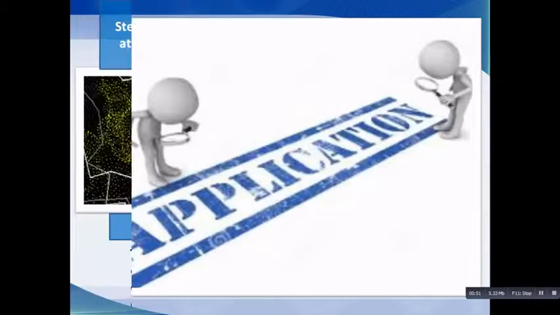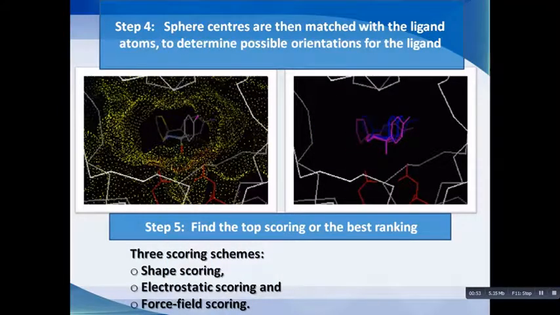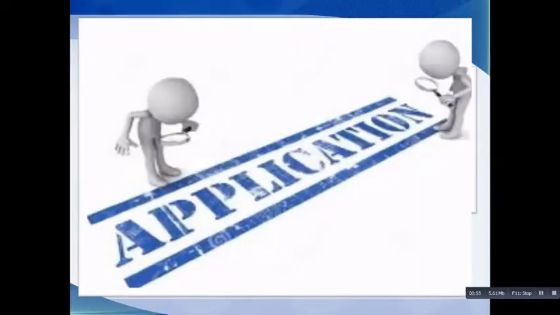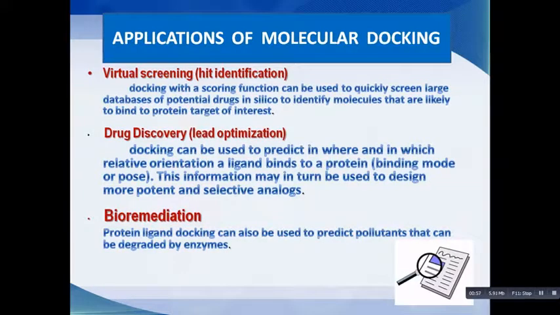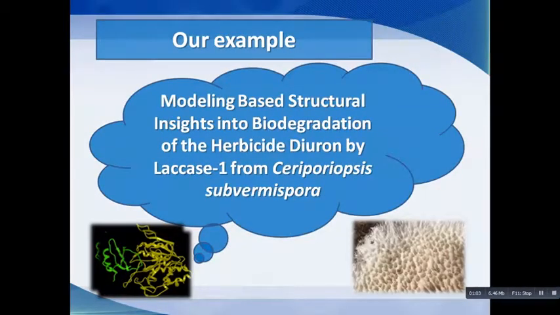Step 4. Sphere centers are then matched with the ligand atoms to determine possible orientation for the ligand. And finally, Step 5. Find the top scoring or the best ranking. There are 3 scoring schemes, which are shape scoring, electrostatic scoring, and force field scoring.